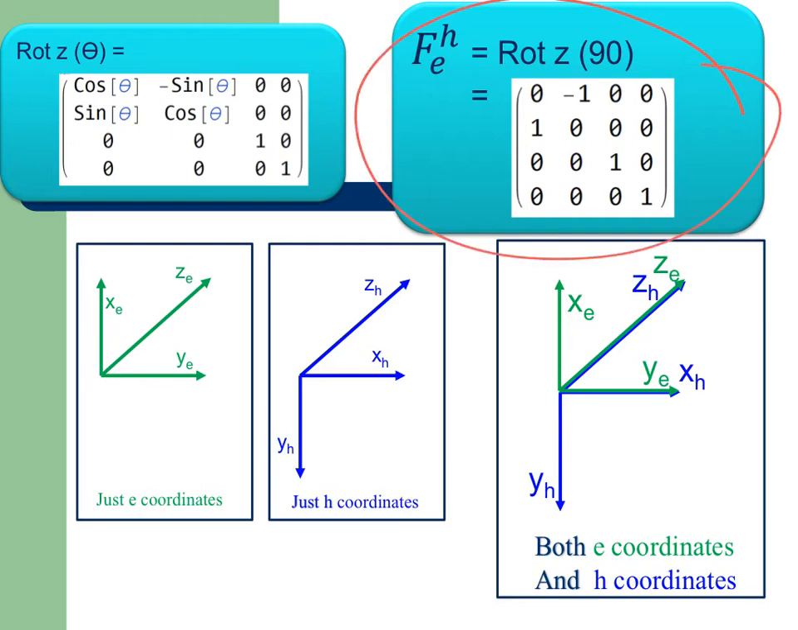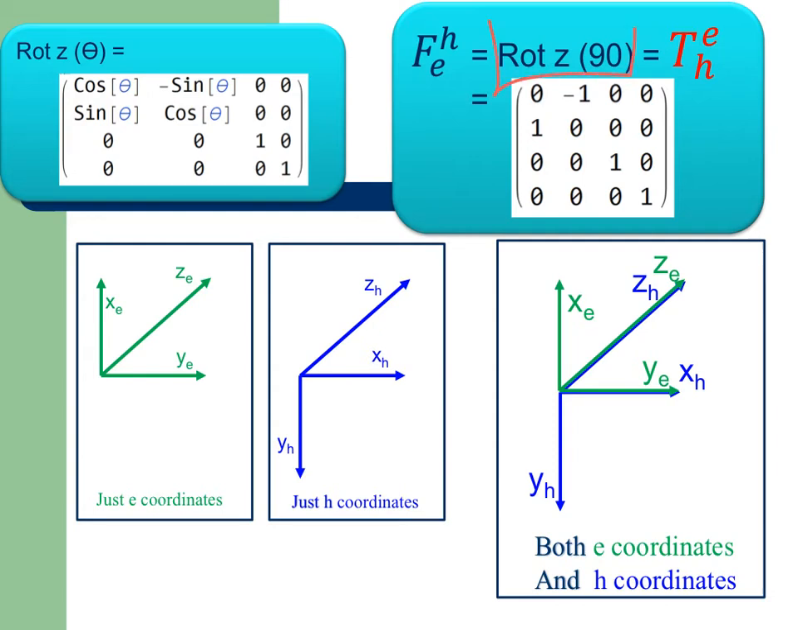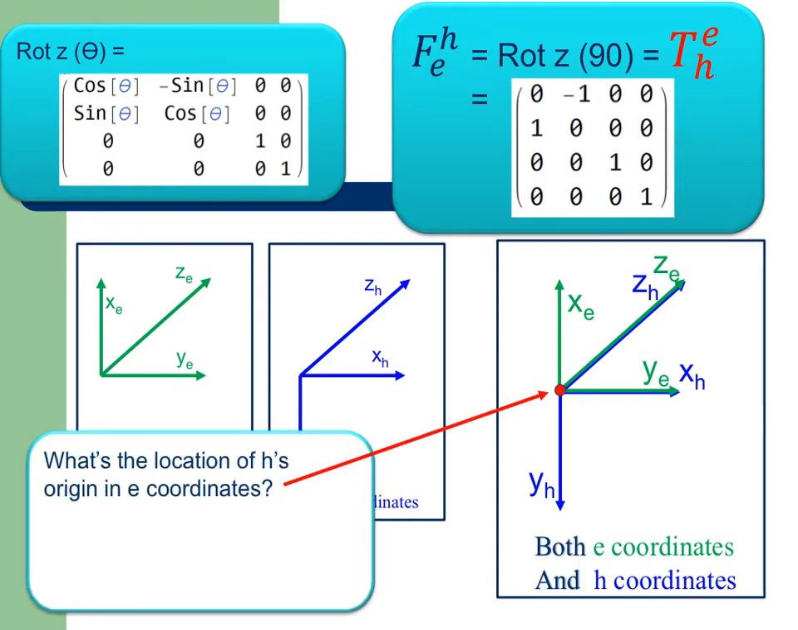So here is the final neat version of rotate Z90. And of course, that rotate Z90, we were figuring it out for the frame transformation from E to H, but that also represents the homogeneous transform from H to E that takes points in the H coordinate frame and turns them into points in the E coordinate frame.